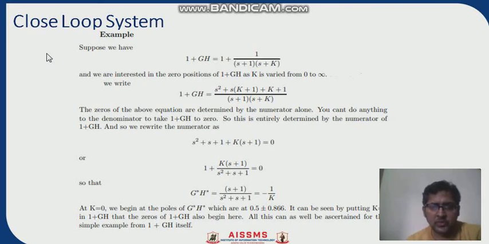So we can rewrite the numerator equation as s square plus s plus 1 plus k(s plus 1) equals 0. If we solve this, then G(s)H(s), which is (s plus 1) divided by (s square plus s plus 1), equals minus 1 by k. If we put k equal to 0, then we can easily solve that equation, s square plus s plus 1 equals 0. Solving it, we find 0.5 plus or minus j0.866. So this is one example.